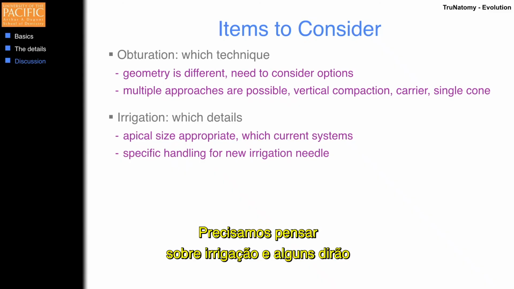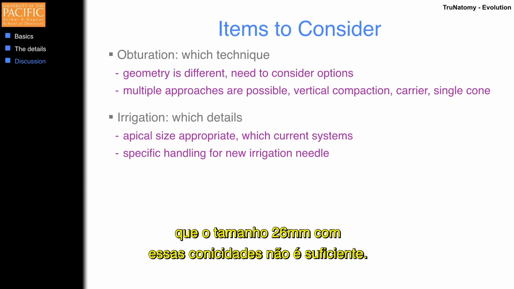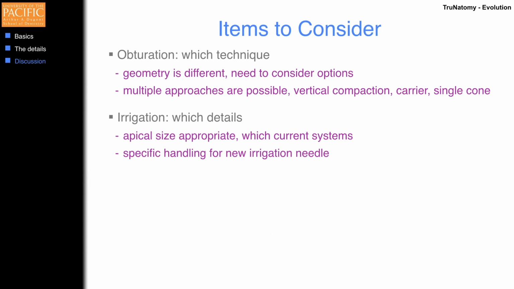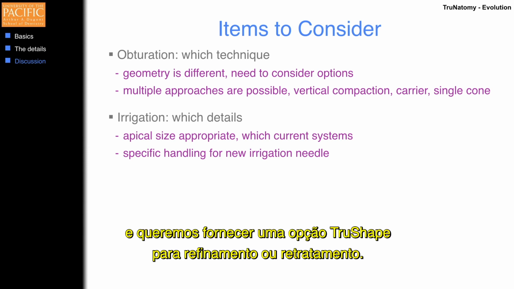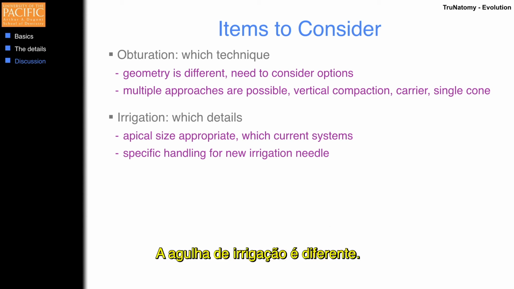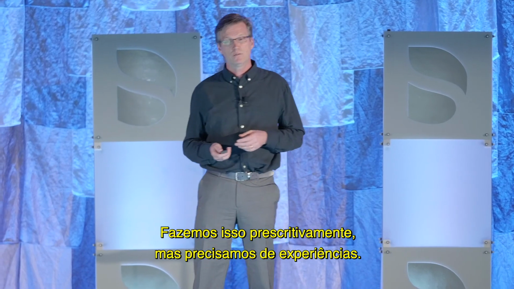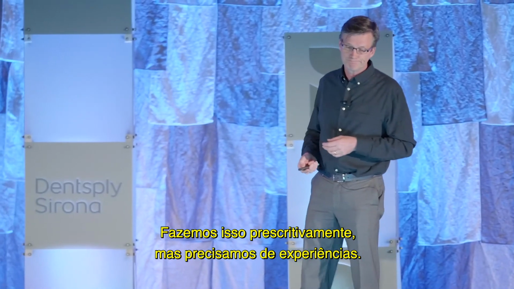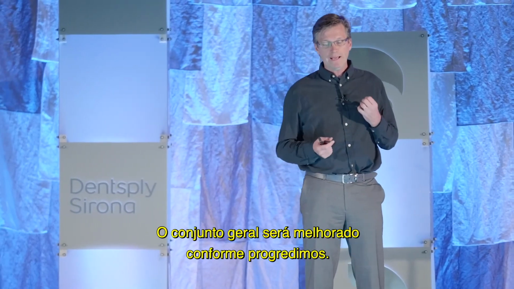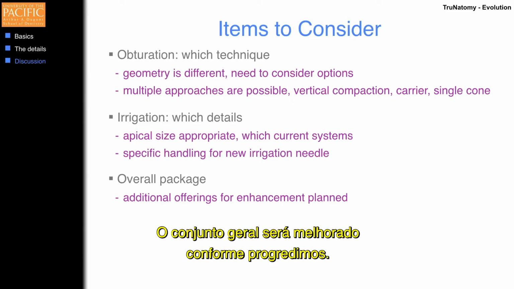We need to think of irrigation. There will be people that will say, okay, the size 26 with all the tapers and everything is not sufficient. Therefore, we provide a larger size, and it's our intent to provide for refinement and retreatment also a TRUShape option. The irrigation needle is different, so we've got to look exactly how this handles best. We have a prescriptive way of doing it, but we need to gain experience with that type of needle. The overall package will be enhanced as we go along.